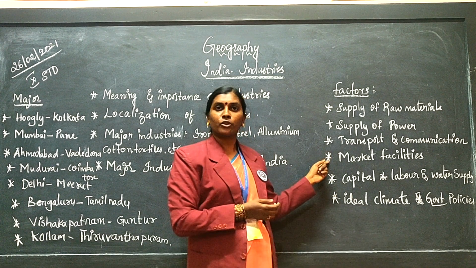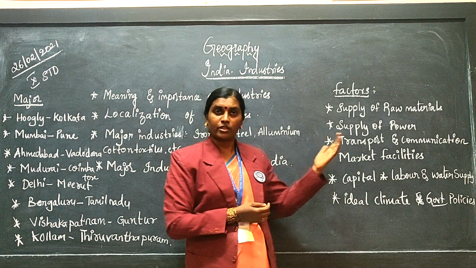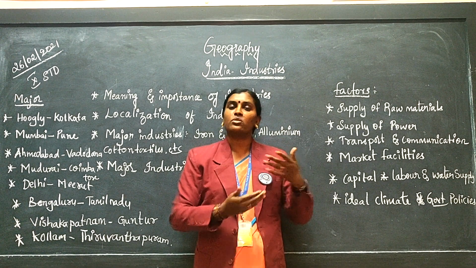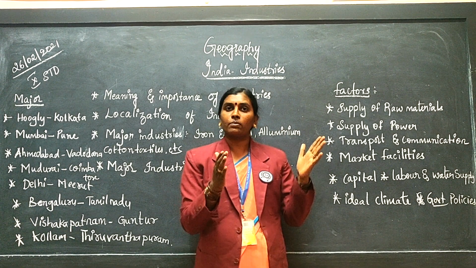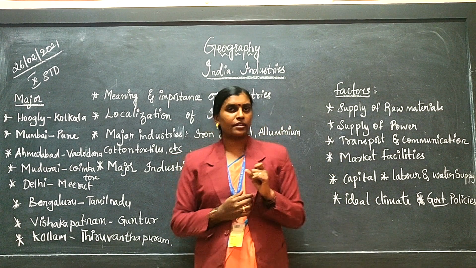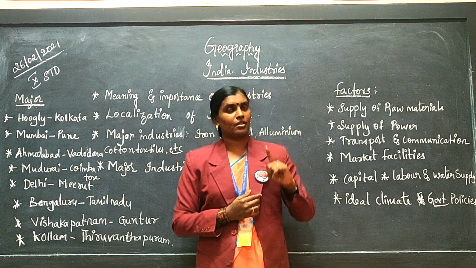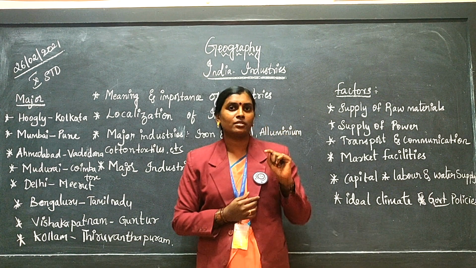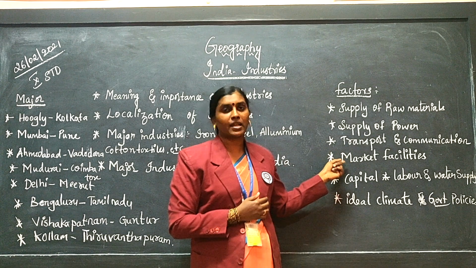The fourth point I am going to see is market facilities. Whether to buy goods, whether to sell goods, whether to buy raw materials, whether to sell finished goods. For all these purposes, the essential thing is the market. So what is the meaning of a market? Where buyers and sellers meet in a particular place, that place is called a market.